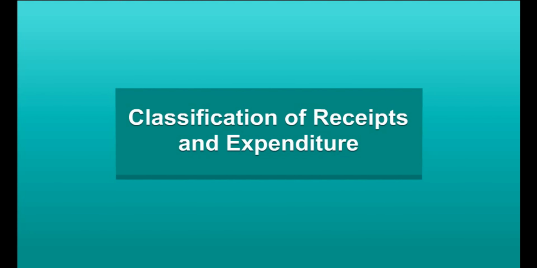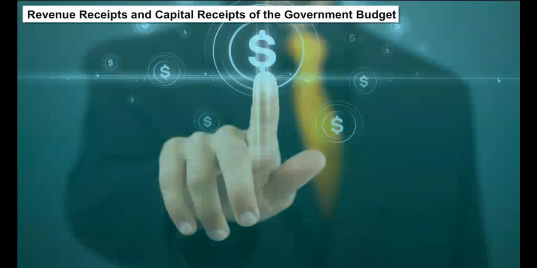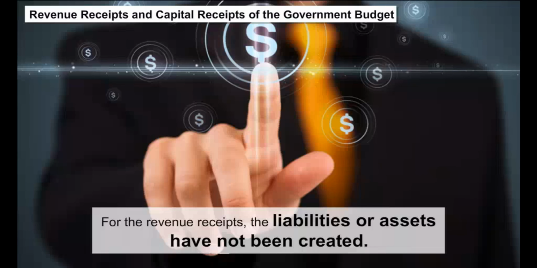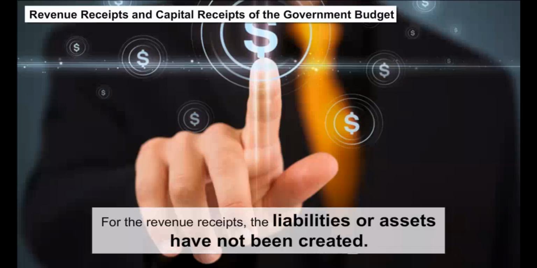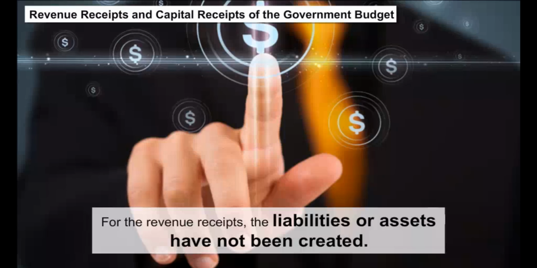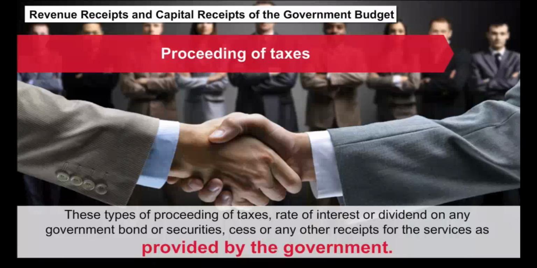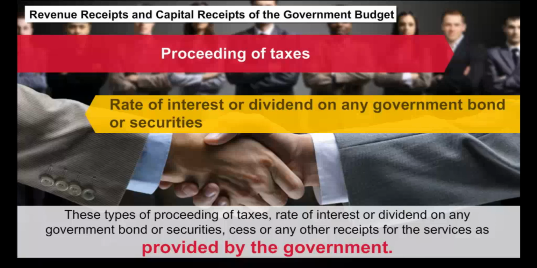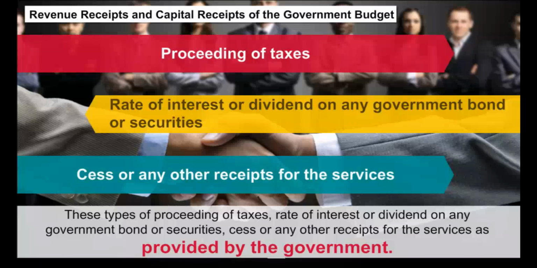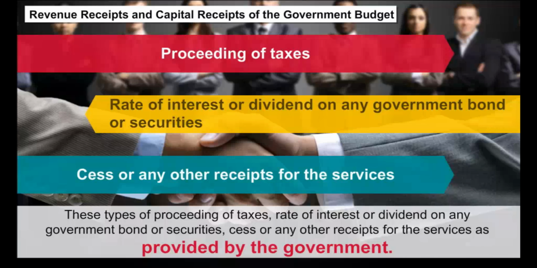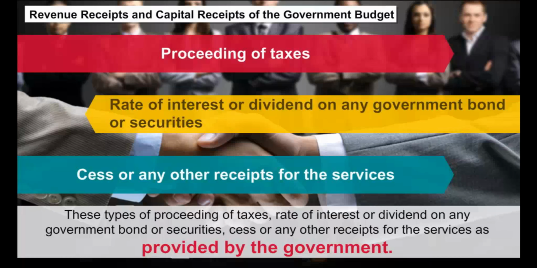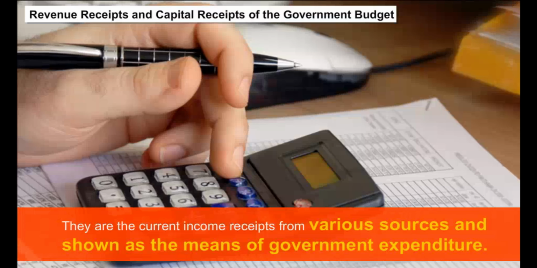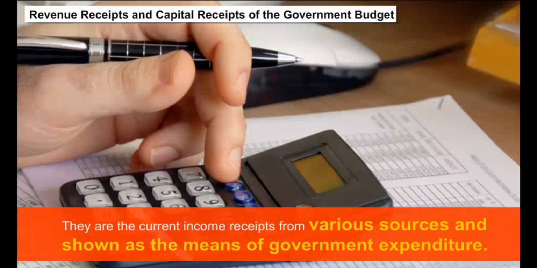Classification of receipts and expenditure. Revenue receipts and capital receipts of the government budget. For revenue receipts, no liabilities or assets are created. These types of proceeds include taxes, interest or dividends on any government bond or securities, cess, or any other receipts for the services provided by the government. They are the current income receipts from various sources and are shown as the means of government expenditure.